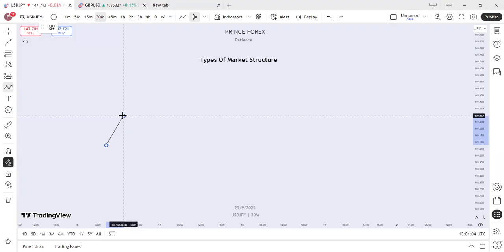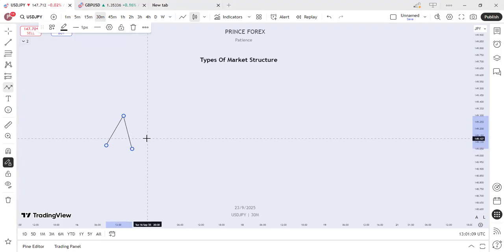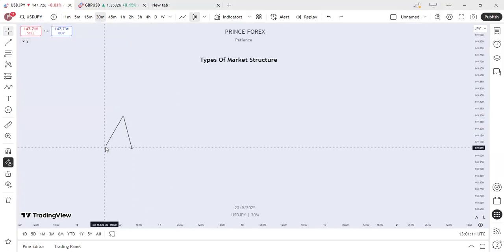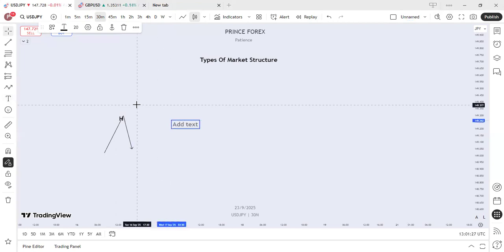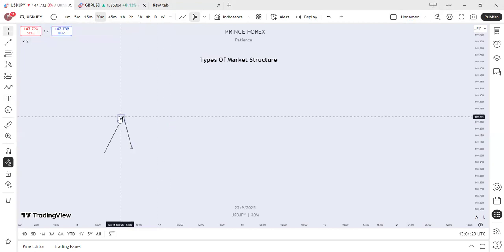What is a higher high and what is a higher low? Let's consider this particular leg here. This V-shape here, right? So this particular apex is what we call a high. Right? So that is a high over here. So that is a high. The apex is a high, right?